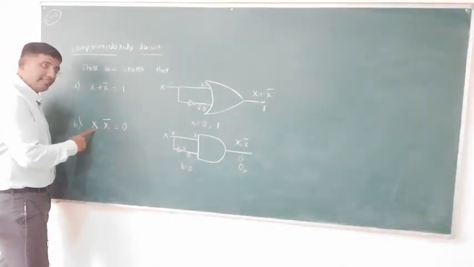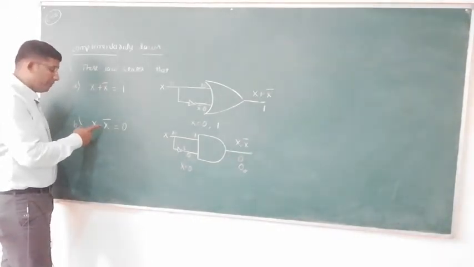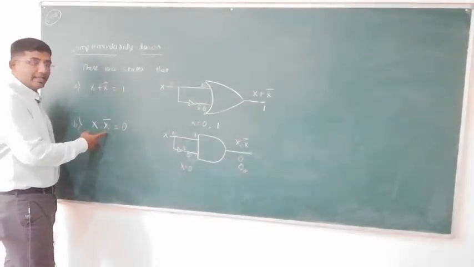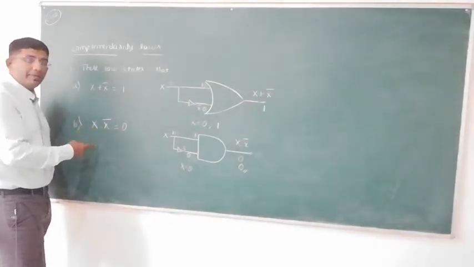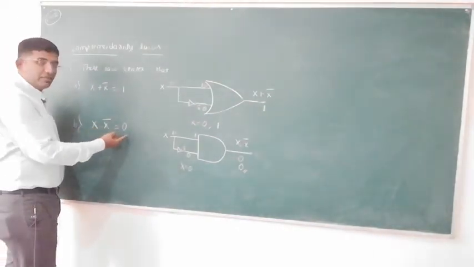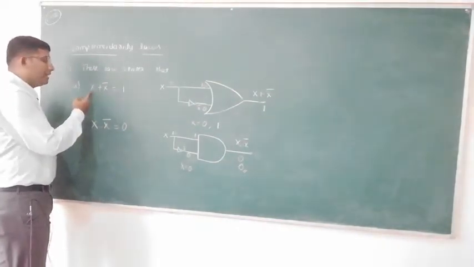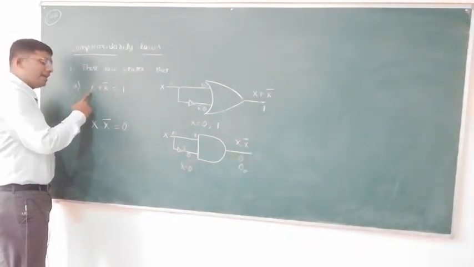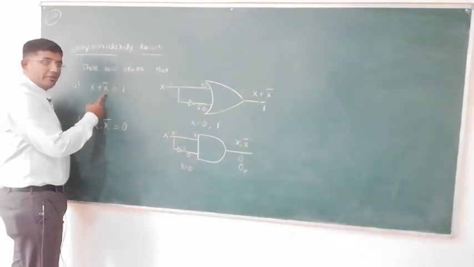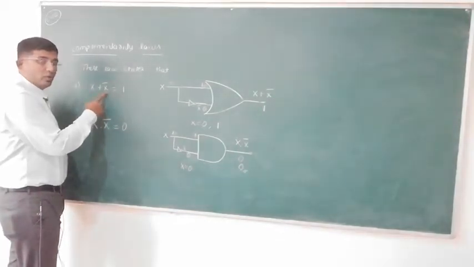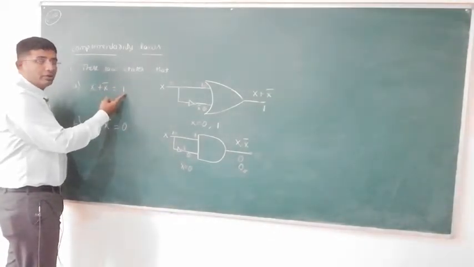Because if x is 0, x bar is 1. If x is 1, x bar is 0. Any one of the inputs may be 0, and if you multiply them, you get 0. In the first law, if the x value is 0, the complement x bar is 1. 0 plus 1, you are going to get 1.